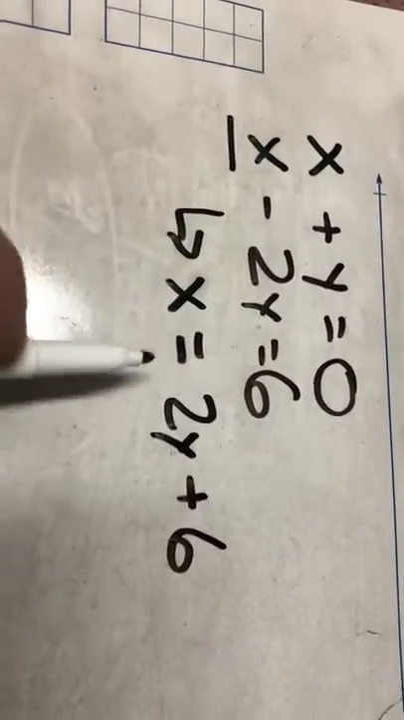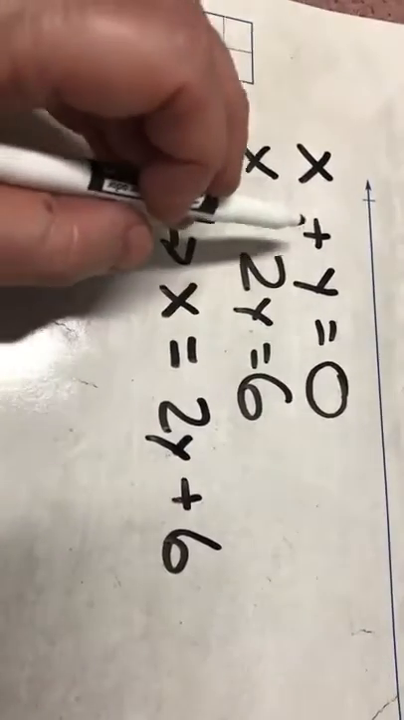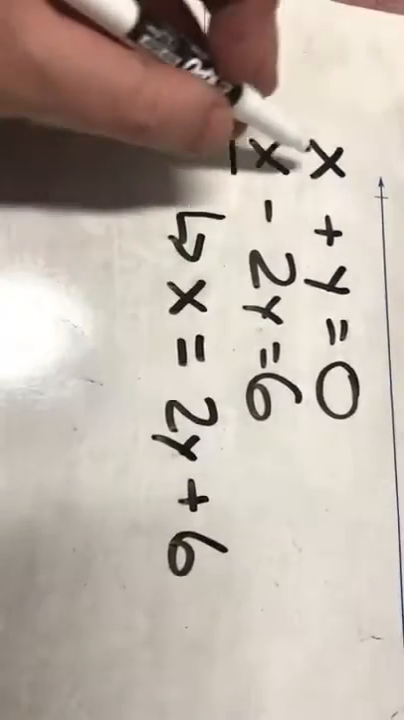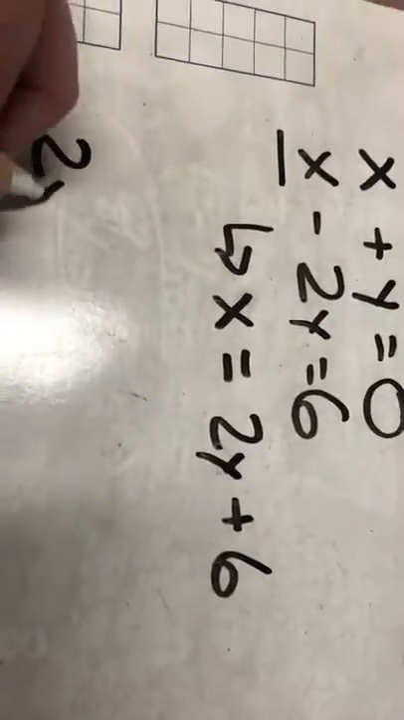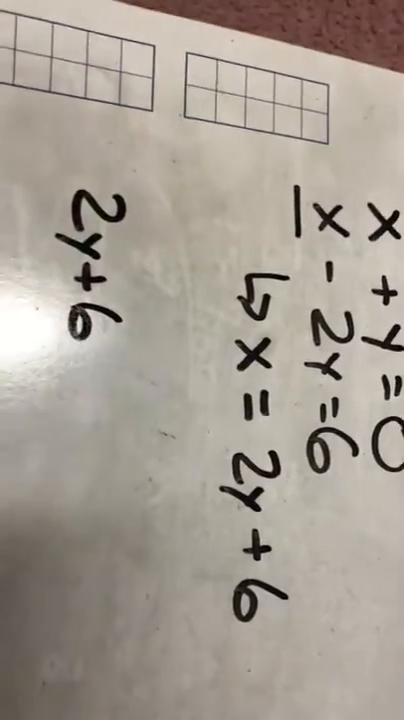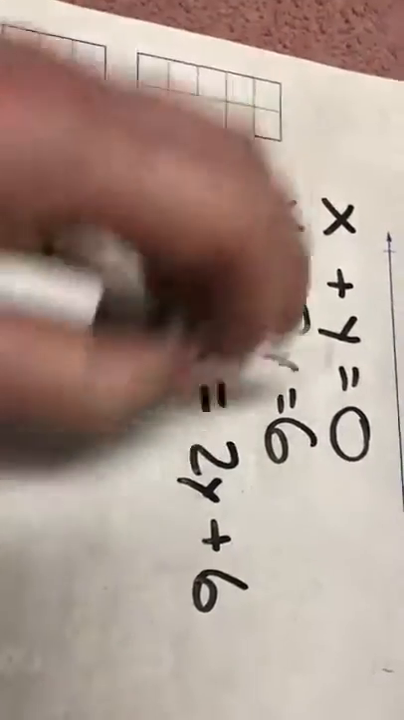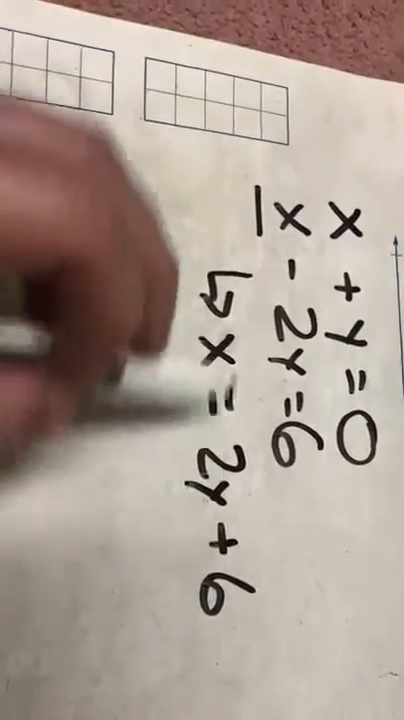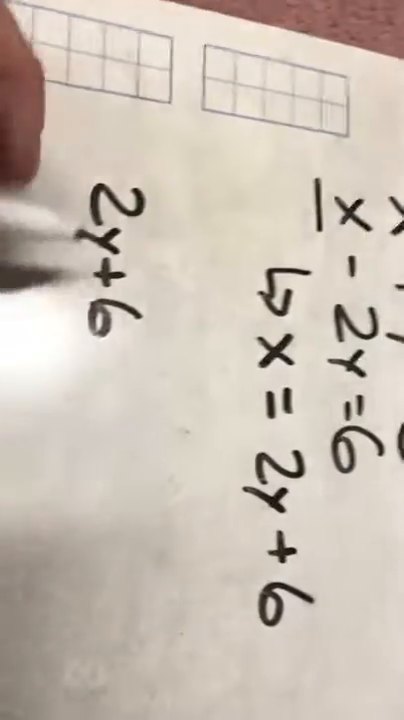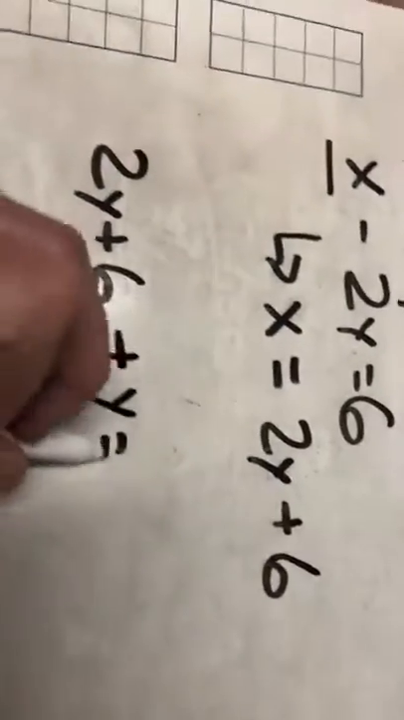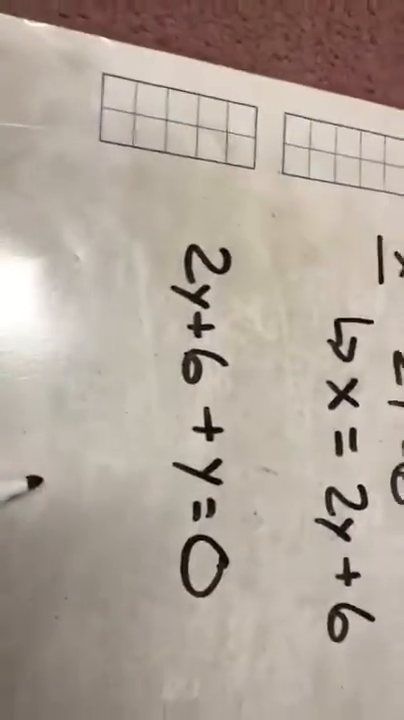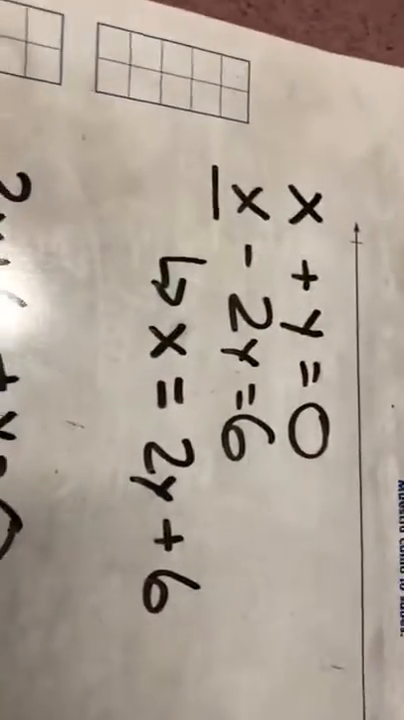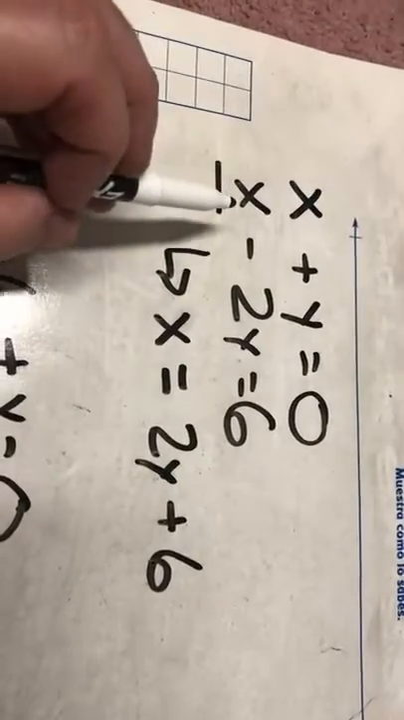So now I want to plug this 2y plus 6 into this equation, because x equals 2y plus 6. So for x, I'm going to put in 2y plus 6, and then it's going to be plus y equals 0, because that's what it says. So to review that again, I isolated x here.